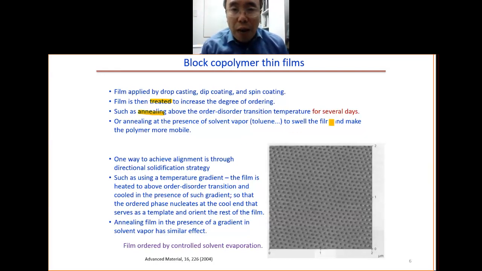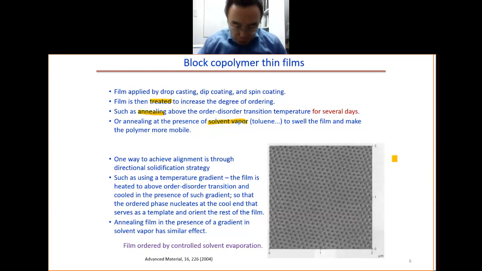To reduce the time, one thing you can do is to use some solvent vapor. For example, you can use toluene solvent vapor. This solvent will swell the film and make the polymer chains more mobile. Then it will speed up the self-assembly process.